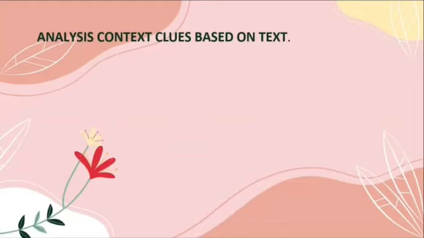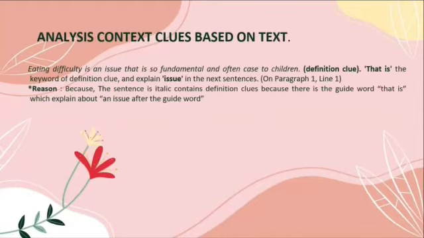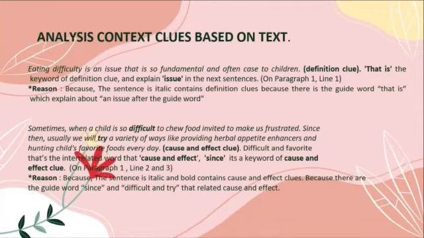I will explain the text that contains context clues. We have done analysis on the text and found some context clues in it. Let's discuss one by one. The first sentence contains a definition clue because there is the guide word "that is", which explains an issue after the guide word. The second sentence contains a cause and effect clue because there are the guide word "since" and the words difficult and try that relate to cause and effect.